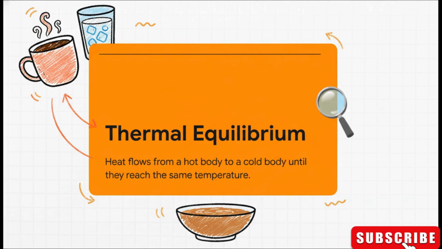Think about your morning coffee. You pour cold milk into hot coffee, right? You don't get sips that are super hot and then suddenly ice cold. Of course not. The heat from the coffee flows into the milk until the whole thing settles at one single uniform temperature. That final balanced state, that is thermal equilibrium.